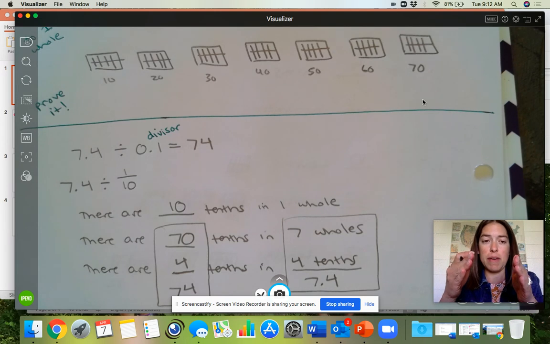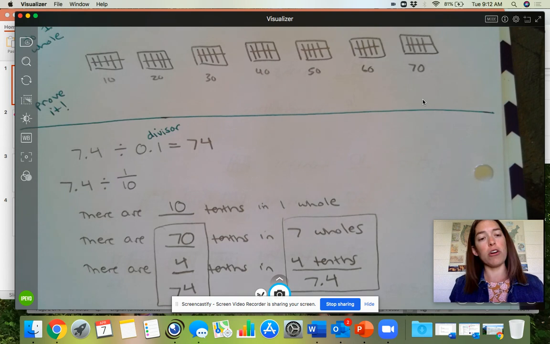Again, I'm noticing that my answer got bigger. That makes sense. We already know that when we take a number and we divide it by a decimal or a fraction, a number smaller than 1, our answer is going to get larger.